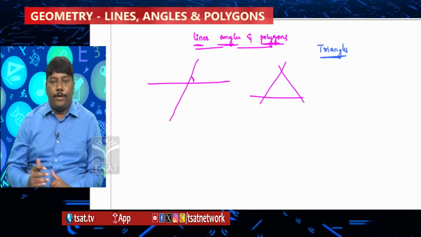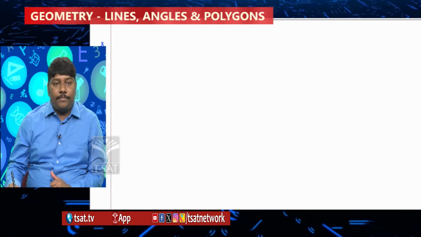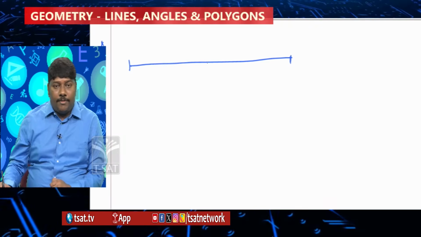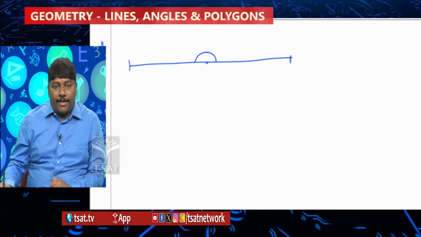Then after that we go for three-dimensional figures such as cube, cuboid, sphere and all, that will be discussed in three-dimensional geometry. Now we'll start with a line. I said a line makes how many degrees of angle? A line makes 180 degrees of angle.